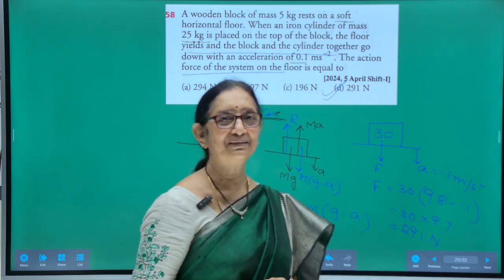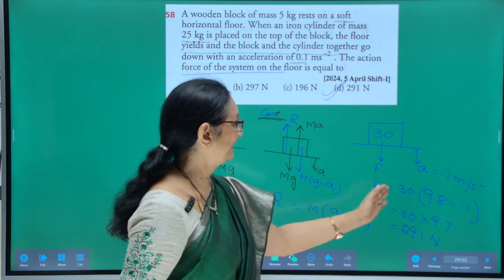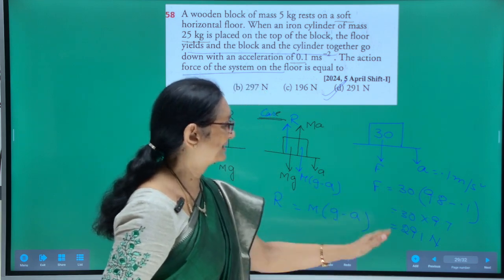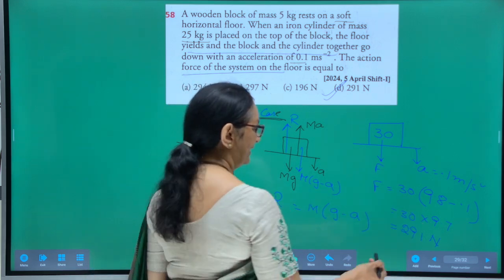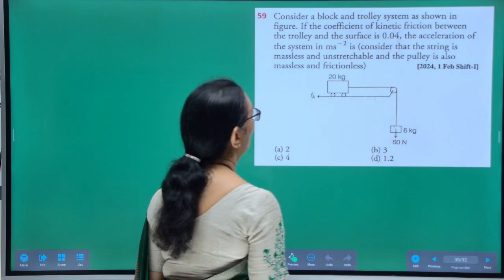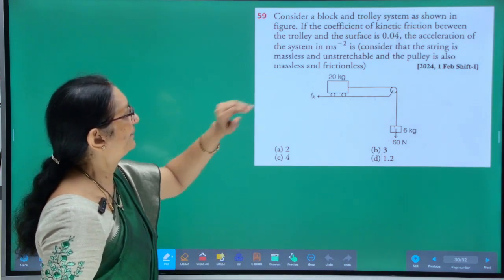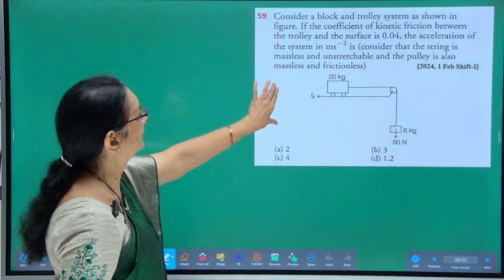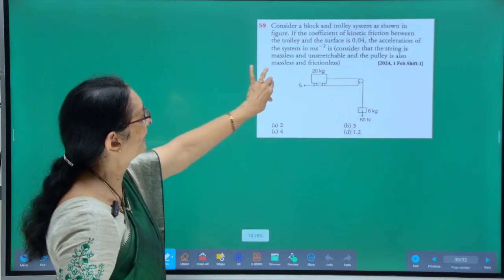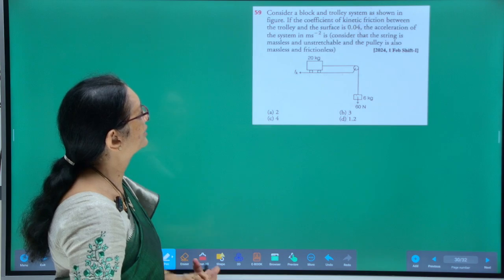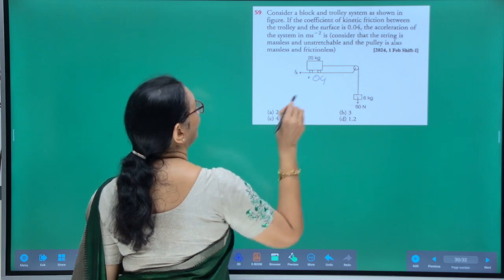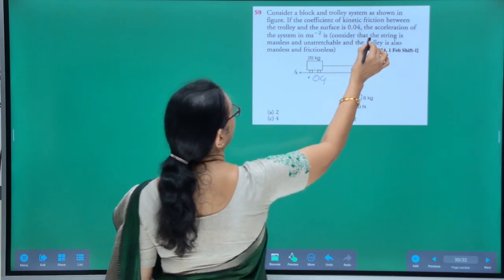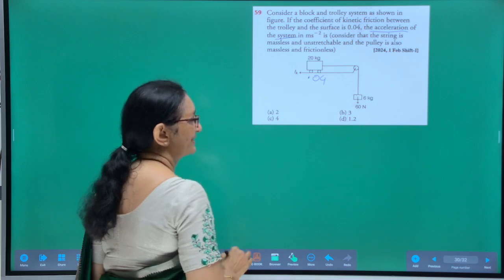If you have that in mind, it is simply m into g minus a. That's all that is enough to solve the problem. Okay? Now, move on to the next problem. Consider a block and trolley system as shown in the figure. Coefficient of kinetic friction between the trolley and the surface is given as 0.04. You need to find out the acceleration of the system.